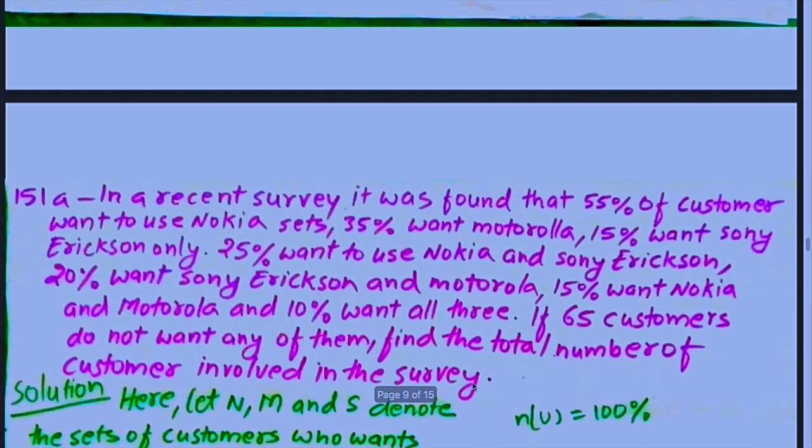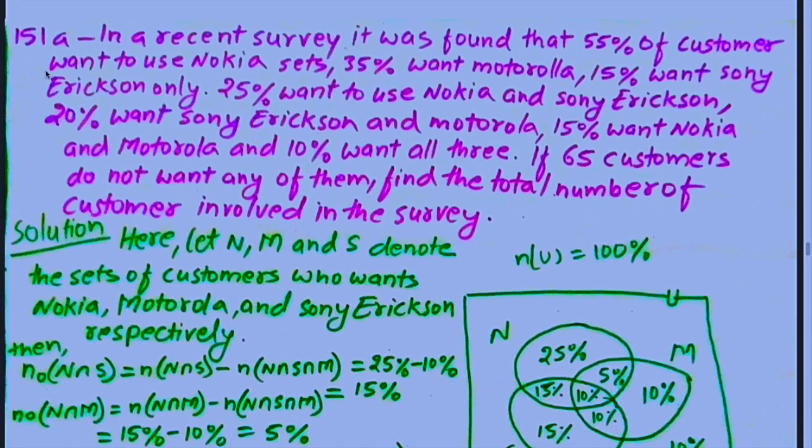Next question, 151A. In a recent survey, it was found that 55% of customers want to use Nokia, 35% want Motorola, 15% want Sony Ericsson, 25% want to use Nokia and Sony Ericsson, 20% want Sony Ericsson and Motorola, 15% want Nokia and Motorola, and 10% want all three. 65 customers do not want any of them. Find the total number of customers involved in the survey.